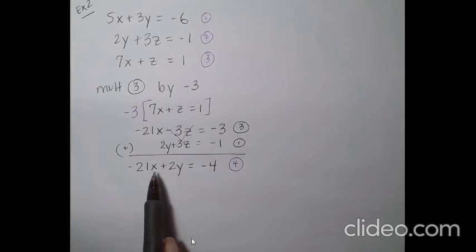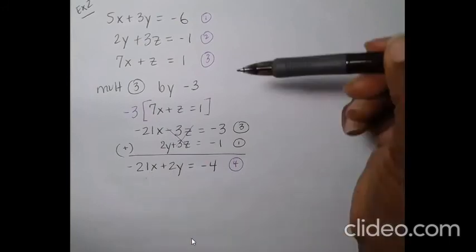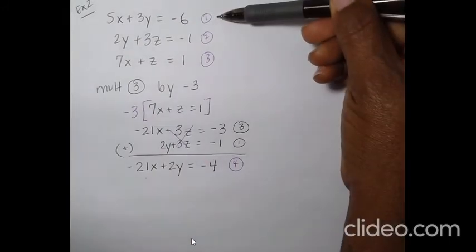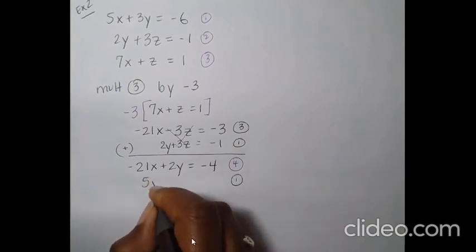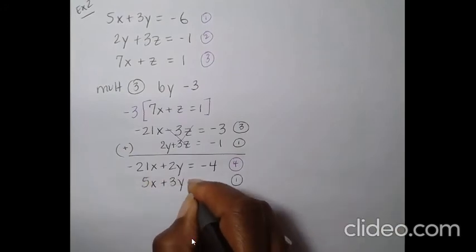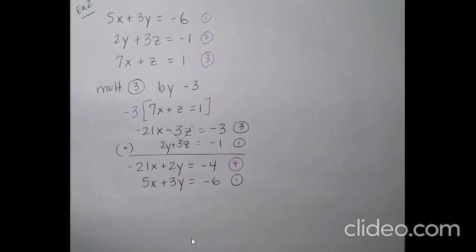But because it has x and y, it can be combined with equation 1 because it also has x and y. So I'm going to bring equation 1 down. 5x plus 3y equals -6.